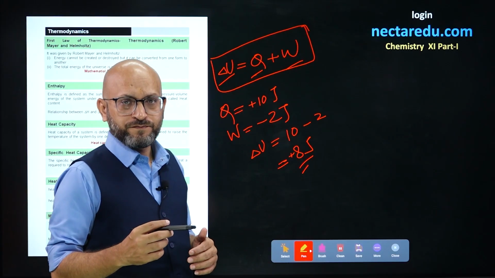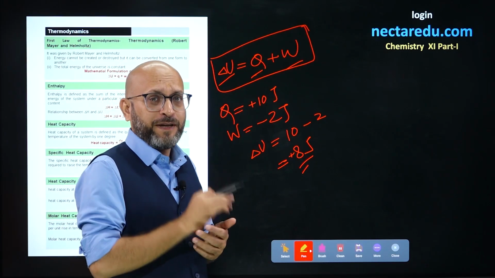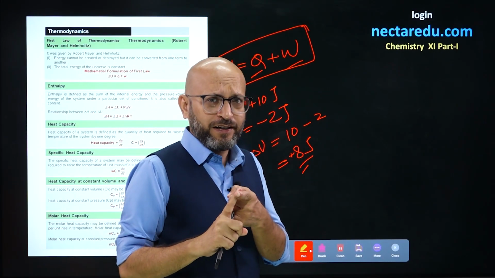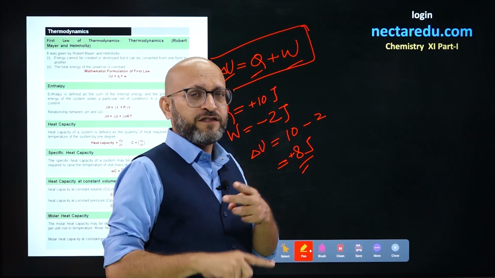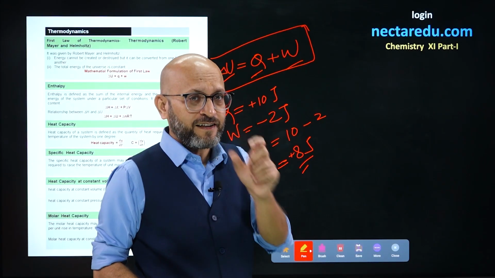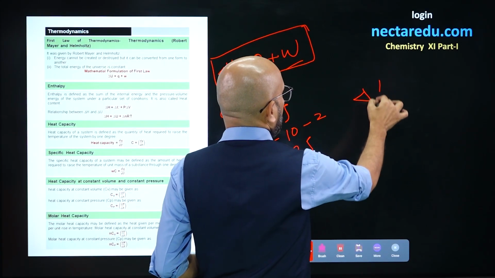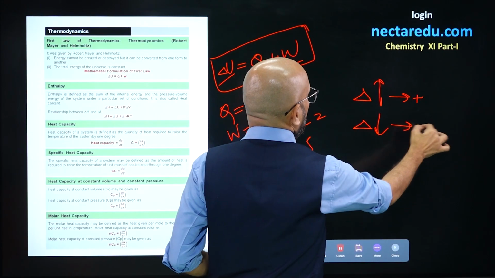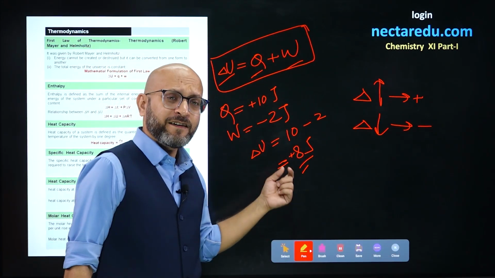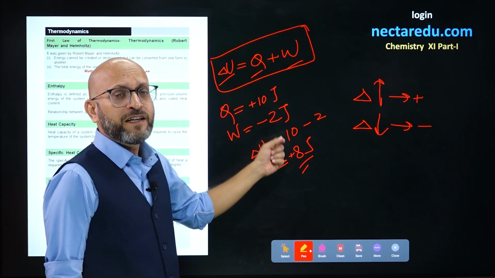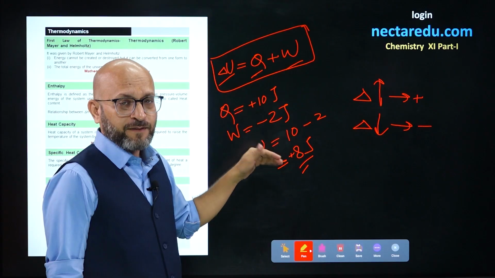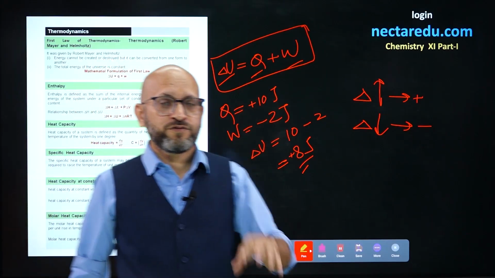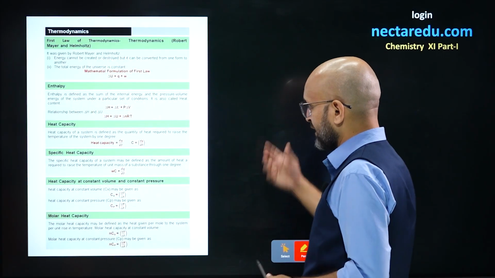For delta U, nothing is told separately, but always remember, any change, not internal energy only, enthalpy change, Gibbs energy change, internal energy change, delta changes delta. If change is increasing, sign will be positive. If change is decreasing, sign will be negative. Here plus sign means internal energy is increasing by 8 joules. If it was minus 8, we would say internal energy of the system is decreasing by 8 joules. Alright, so this is one example I gave you.